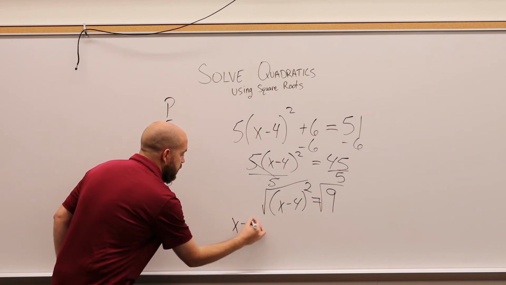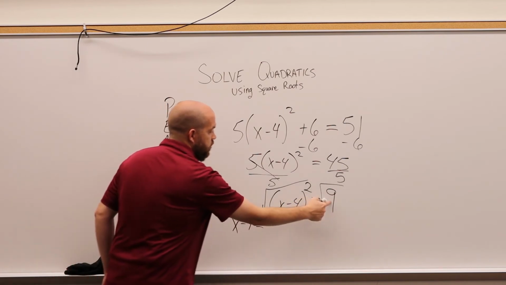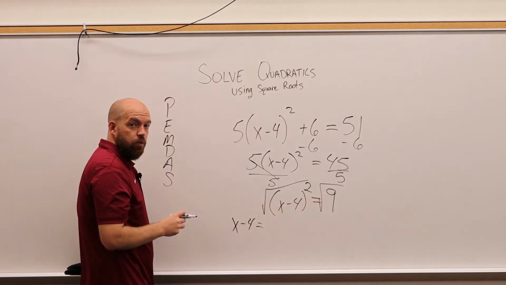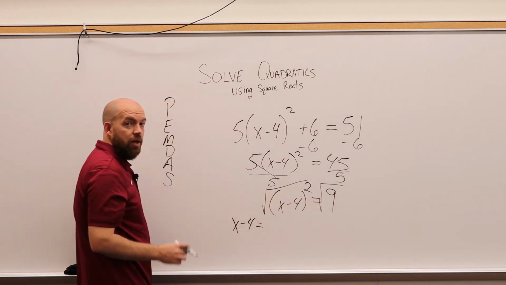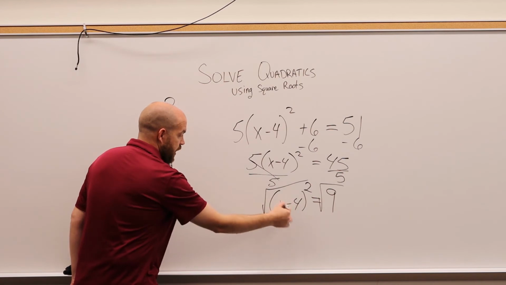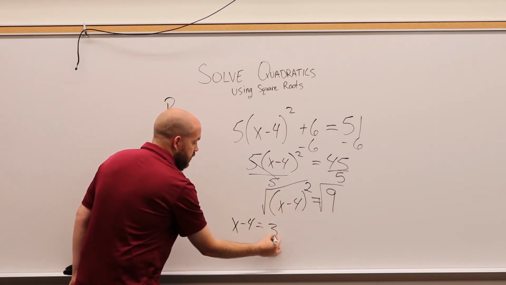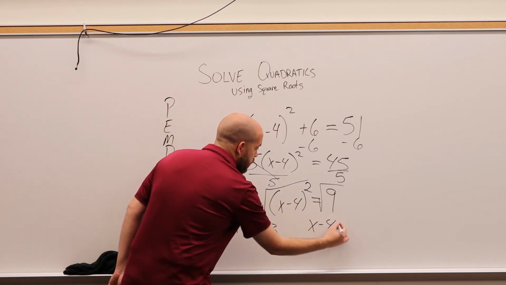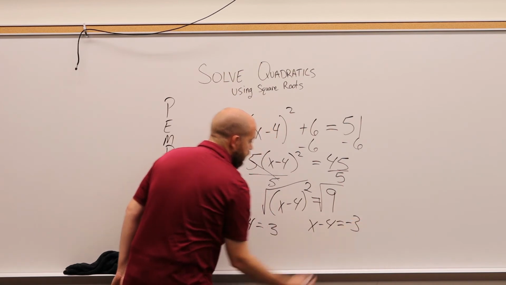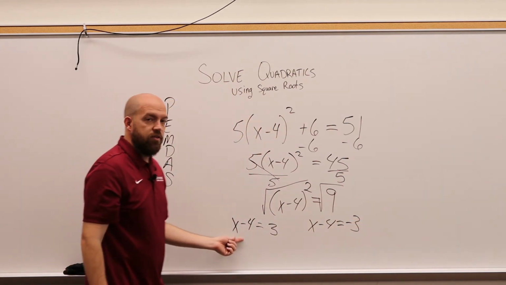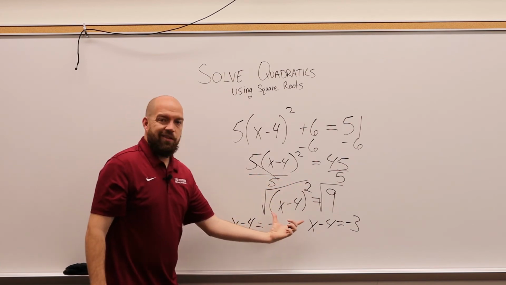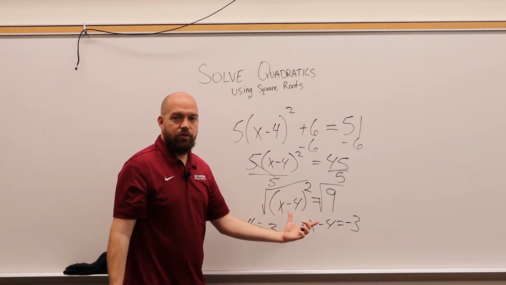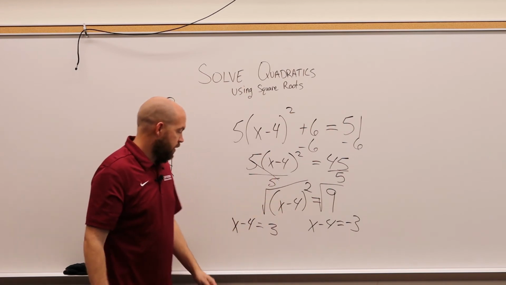I have x minus 4 equals, okay, the square root of 9 is 3, so I need it to equal a positive 3, and then I need to copy it down and make it equal to a negative 3. So I have x minus 4 equals positive 3, and x minus 4 equals negative 3. Notice that I don't have the parentheses anymore. That's because I just took the square root of the square, and so nothing is there for the parentheses to do anything. The parentheses just are gone.